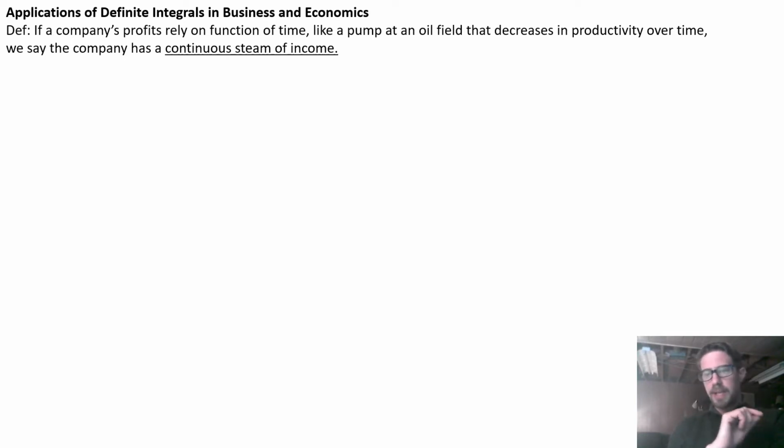So if a company has a constant stream of income, like a subscription service, that would still be a continuous stream of income, but we wouldn't really need calculus to figure out the total income over a period of time. So we're interested in streams of income that change over time. So the rate at which the money's coming in is somehow changing. It's probably decreasing, right? Like any kind of equipment depreciates, or an oil field gets tapped of resources.